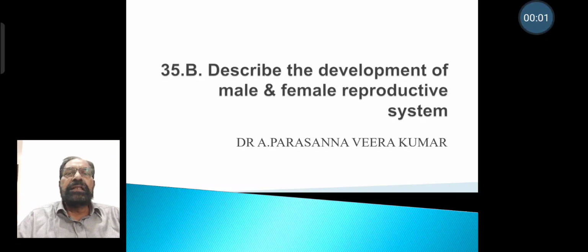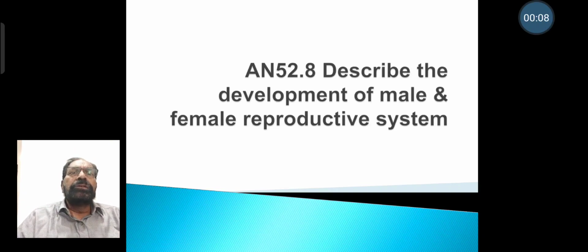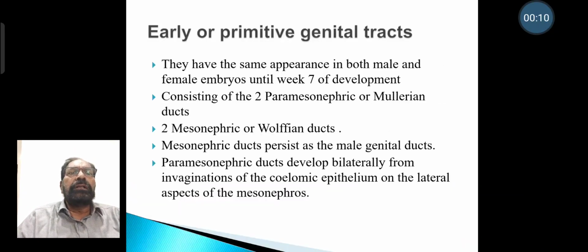Continue with the topic, that is the development of the male and female reproductive system. So now the early and primitive genital tracts have the same appearance in both male and female embryos until 7 weeks of development, consisting of two paramesonephric or Mullerian ducts, and two mesonephric or Wolffian ducts.